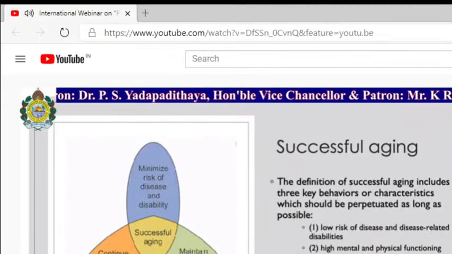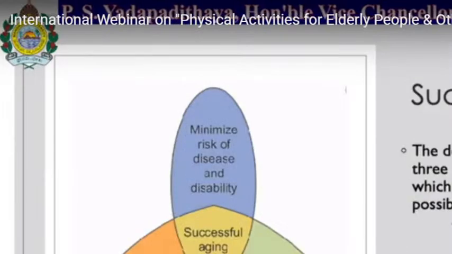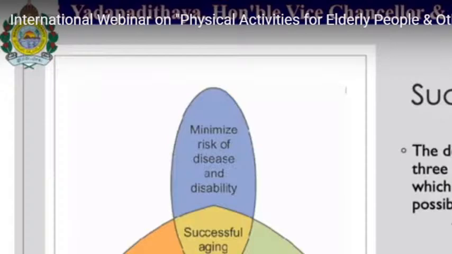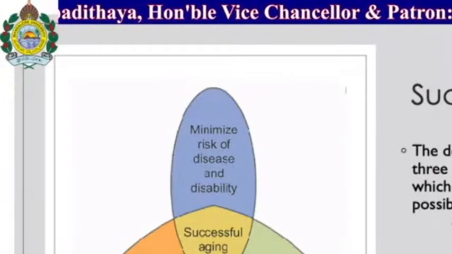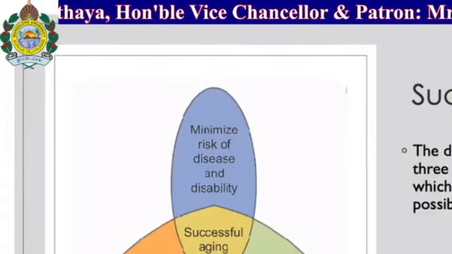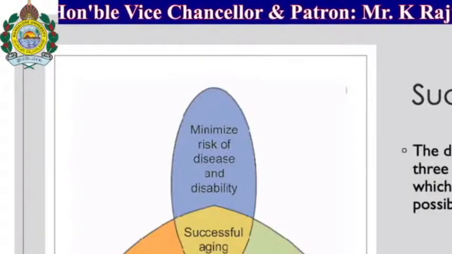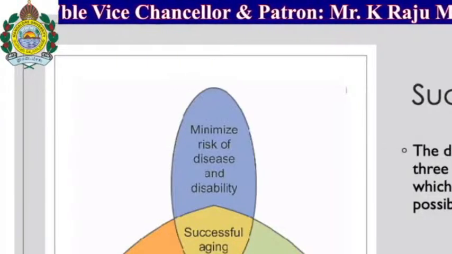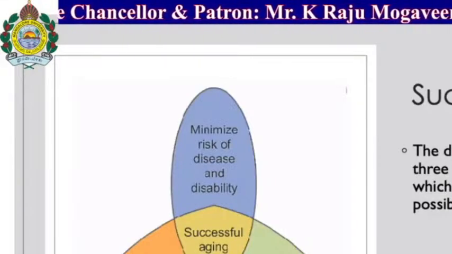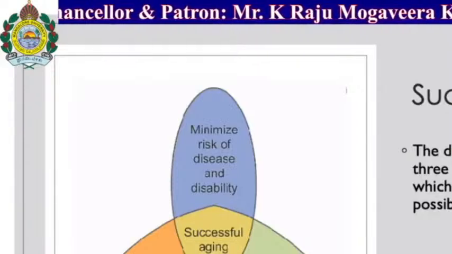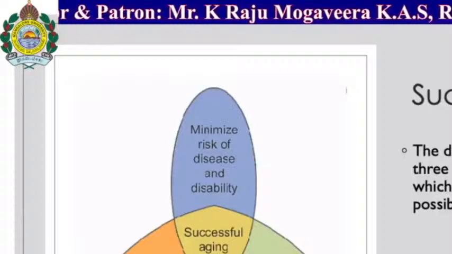So first, let's define successful aging. The definition of successful aging includes three key behaviors or characteristics that should be perpetuated as long as possible. So these include a low risk of disease and disease-related disabilities, high mental and physical functioning, and finally, active engagement with life. Especially that third one, that active engagement with life, really helps a patient develop that subjective well-being, which we're going to talk about.